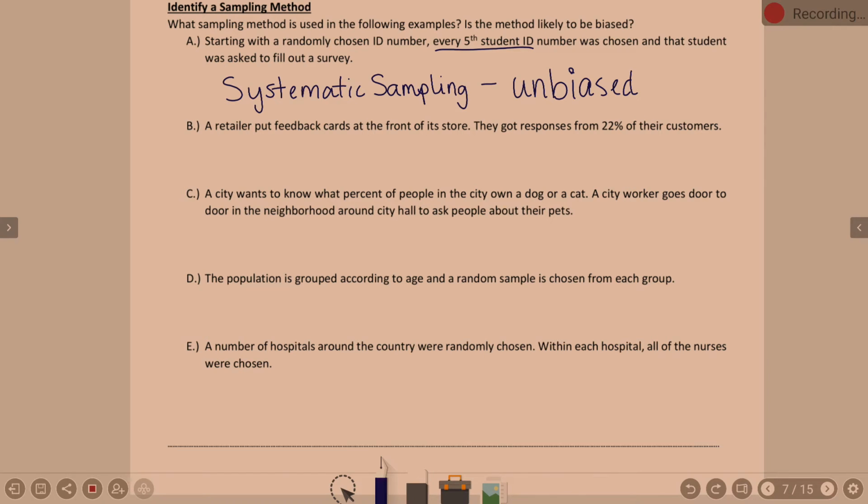Example B: a retailer put feedback cards at the front of its store. They got responses from 22% of their customers. What do you think, Autumn? Self-selected. She says self-selected. Because? Because they didn't ask anybody to fill them out. They just put them there. Yeah. It's just people choosing, do I want to take the time to fill out this survey, right? So, self-selected sample.